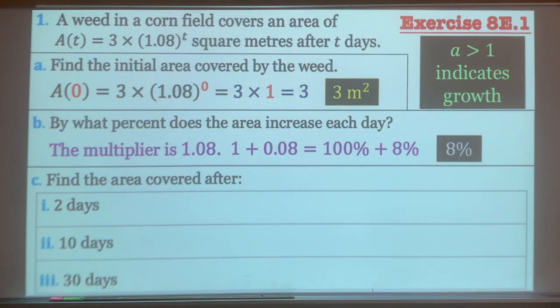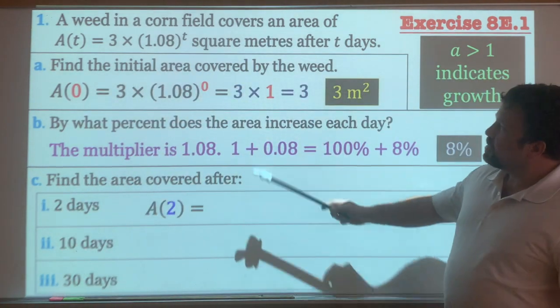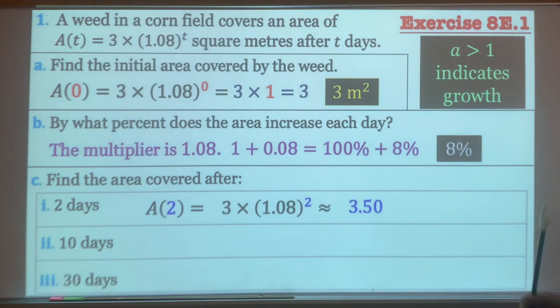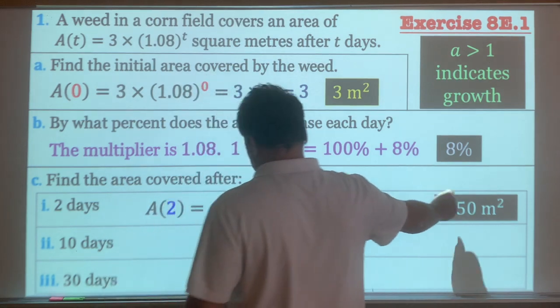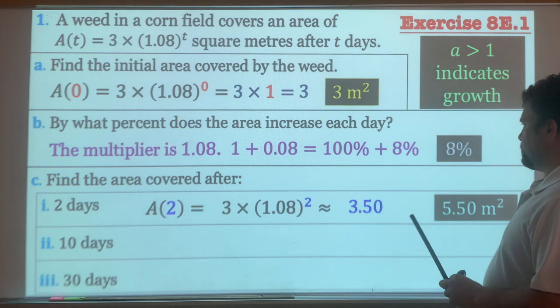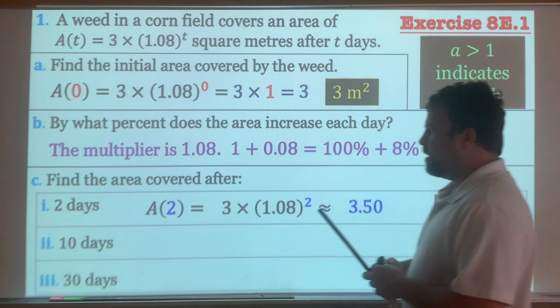All right, find the area covered after 2 days, 10 days, and 30 days. Done. All right, after 2 days, A(2) equals 3 times 1.08 squared. That's approximately 3.5, or 5, wait a second, 3.5 meters squared. I'm always messing up my numbers. I think it's 3.5.